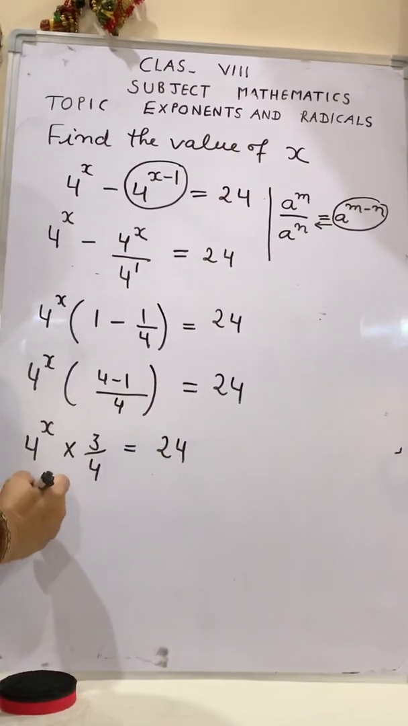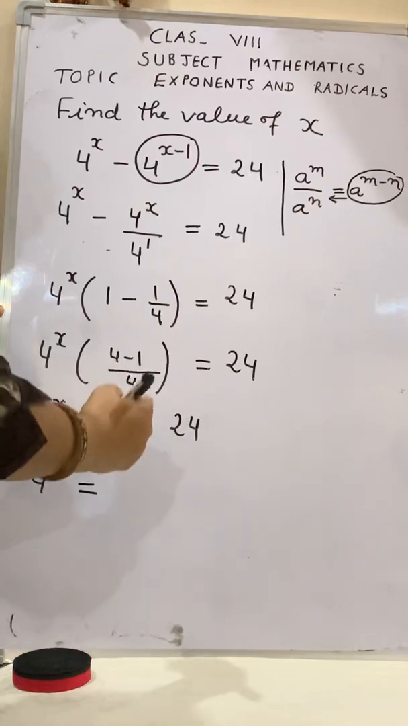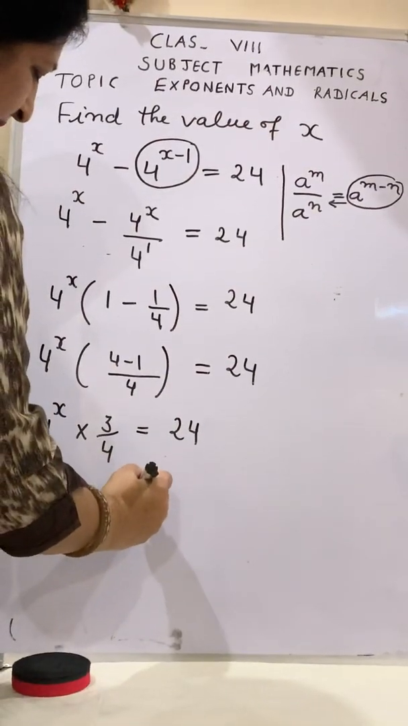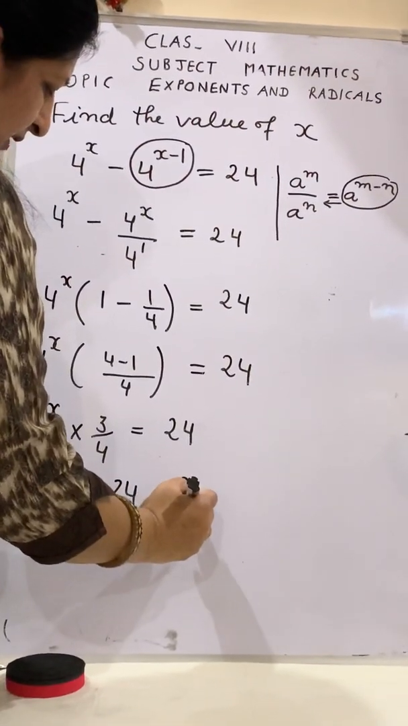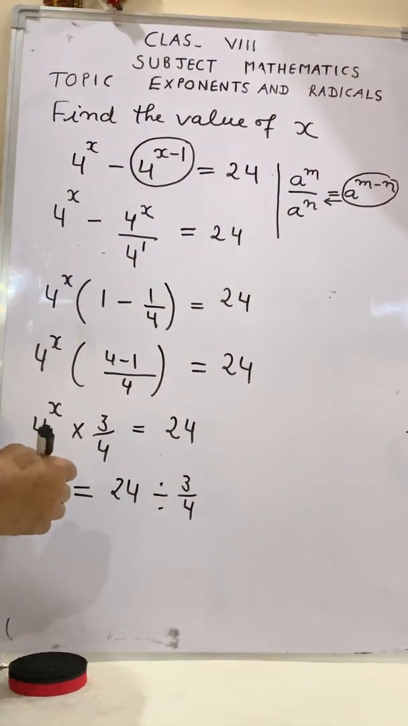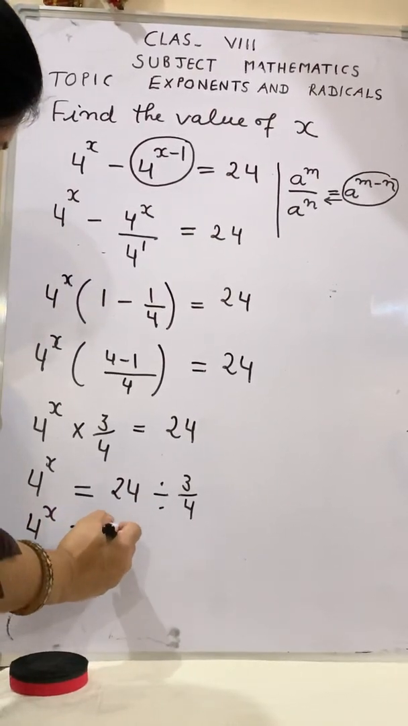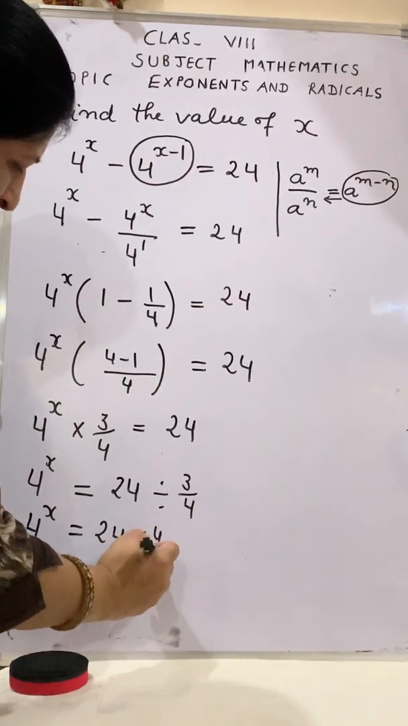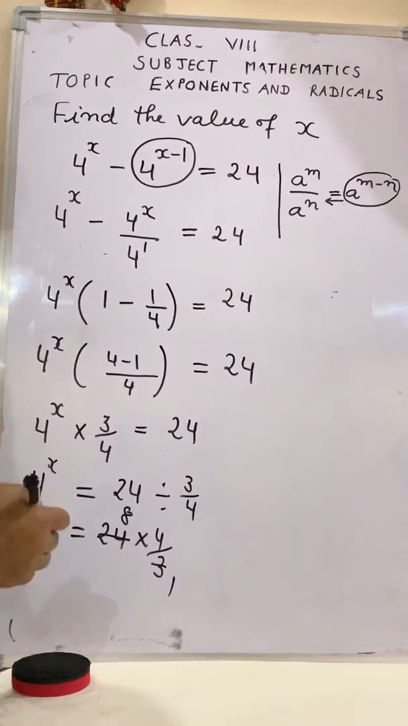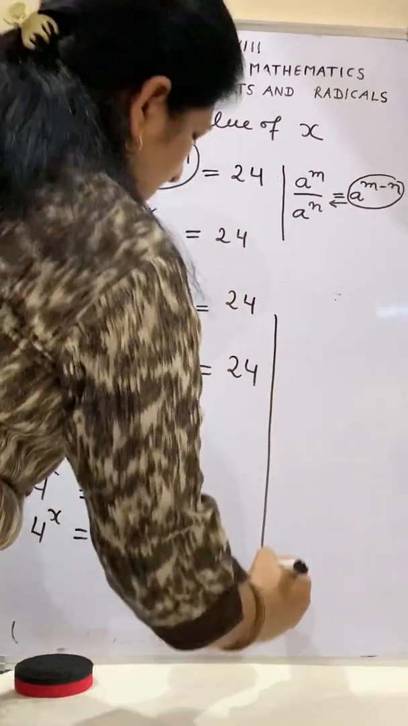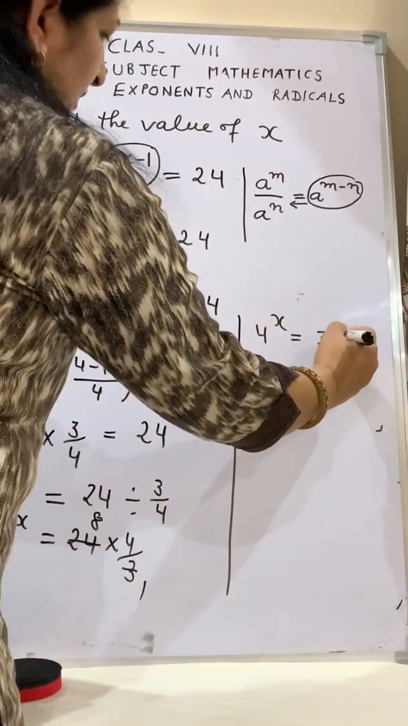Next, we will shift 3 by 4 to the right hand side. Here it is multiplied, so it will be divided by 3 by 4. Next step is 4 raised to power x is 24 multiplied by 4 by 3. 3 8s are 24. It means 4 raised to power x equal to 8 4s are 32.